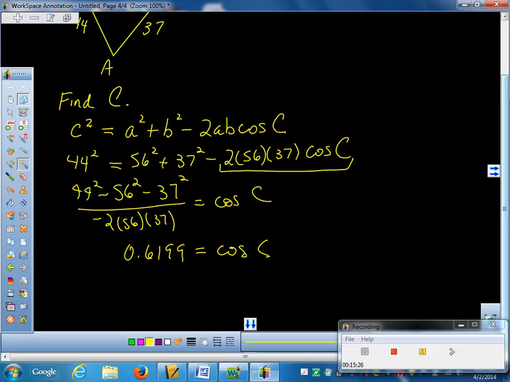Well, I just want to finish this problem. So then, yes, to get your answer, you will inverse cosine that .6199 to get your actual angle. 52, it should be.